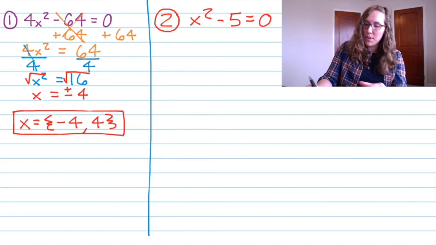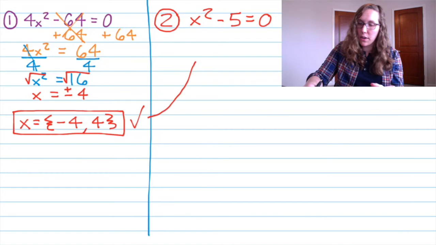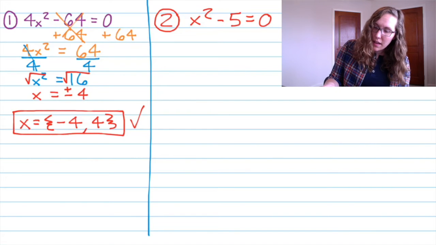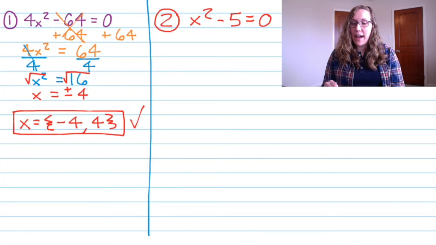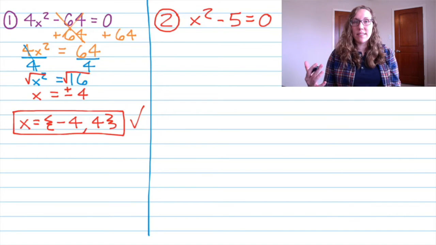Great job. All right, now let's move on to our second problem. It looks a little simpler, because it is, actually. We've got x squared minus 5 equals 0. And we're going to solve it the exact same way. We're just trying to isolate x, just like we did before.